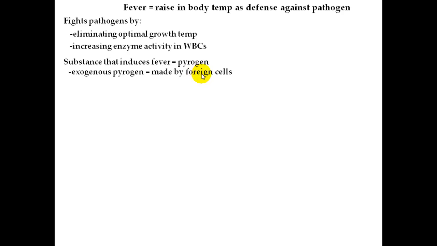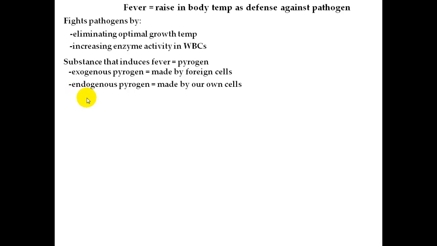It turns out that pyrogens, in other words, fever-inducing molecules, can also be produced by our own cells. And so when you're talking about those types of pyrogens made inside of our own cells, those are called endogenous pyrogen. So endo, that prefix refers to inside, again, because these are pyrogens or fever-inducing molecules that are made inside of our own cells.